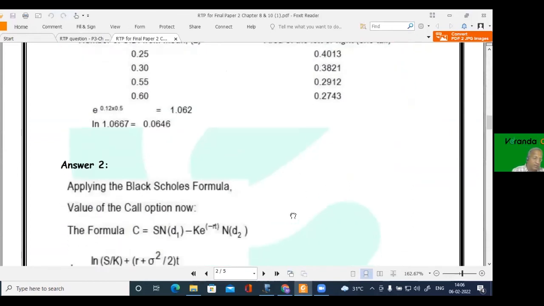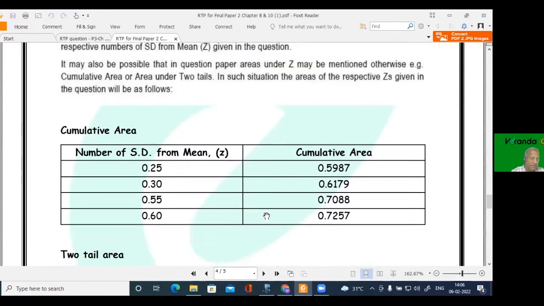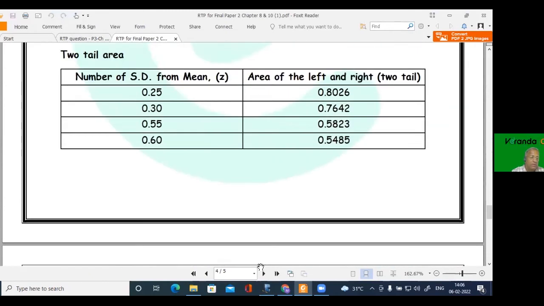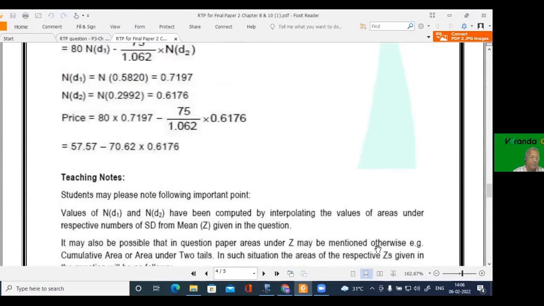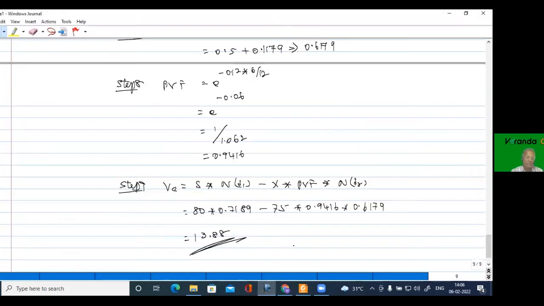I'm not very sure about what this would have been. Let me just check. 13.96. That could be some approximation error. So the answer 13.88 is perfect. This is what I would have done in the class also.